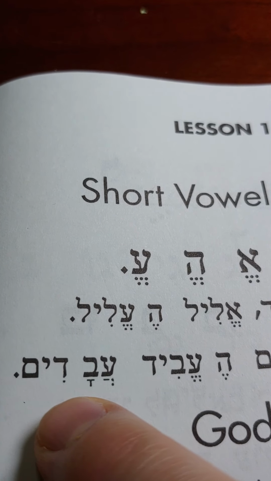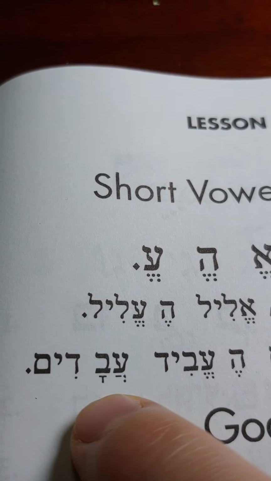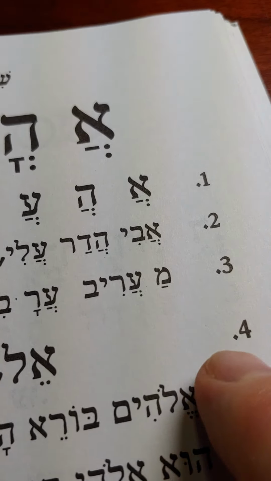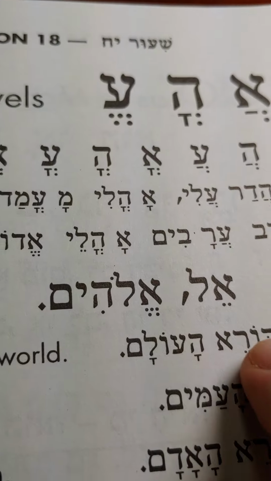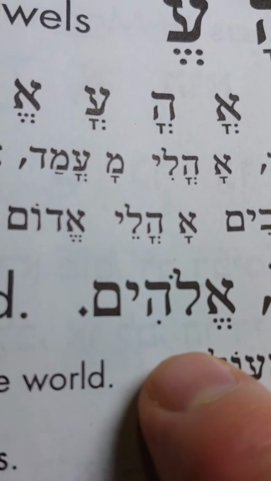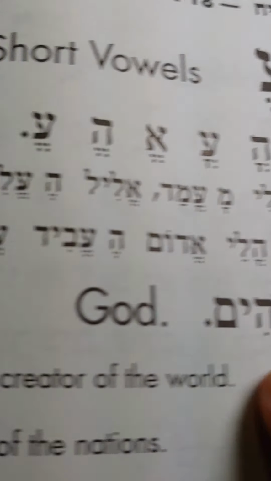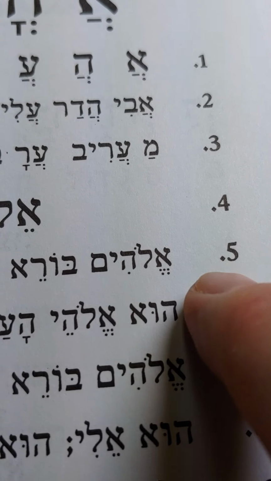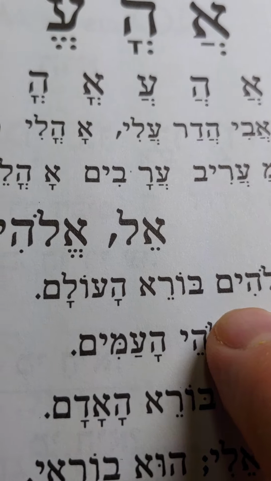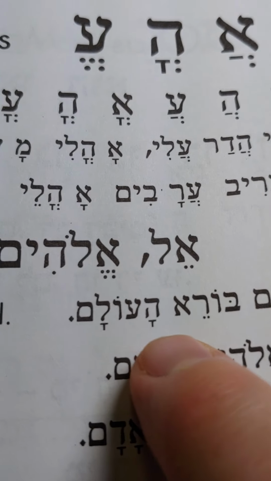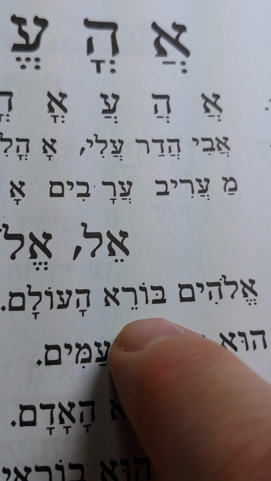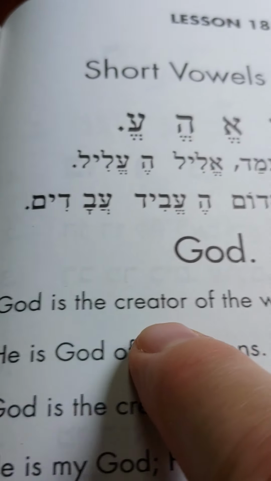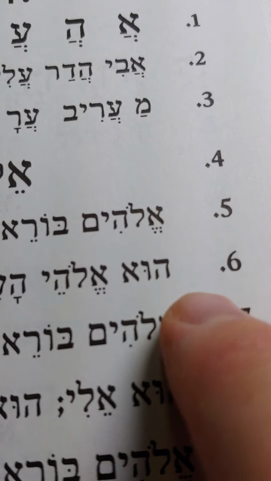Avadim. Hayinu Avadim. Line 4. El. Elohim. God. El or Elohim is God. Line 5. Elohim Borei ha'olam. Elohim, God, Borei, creator of ha'olam, the world. God is the creator of the world.